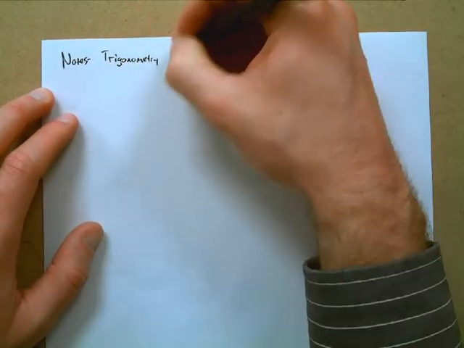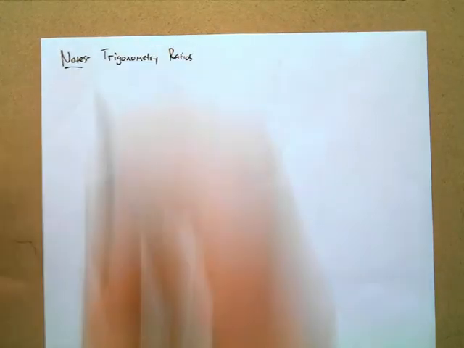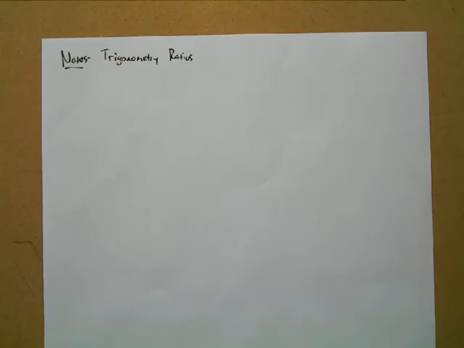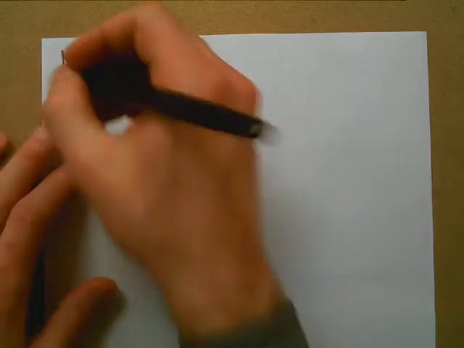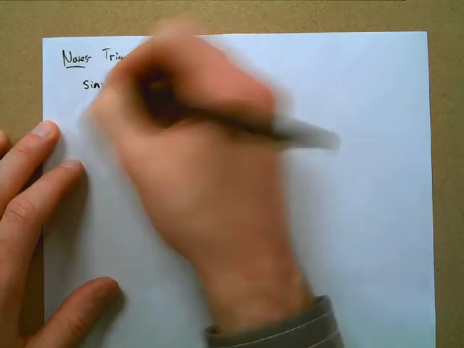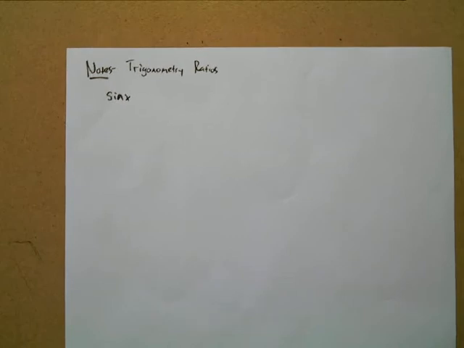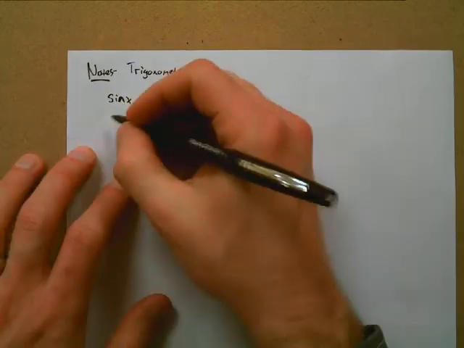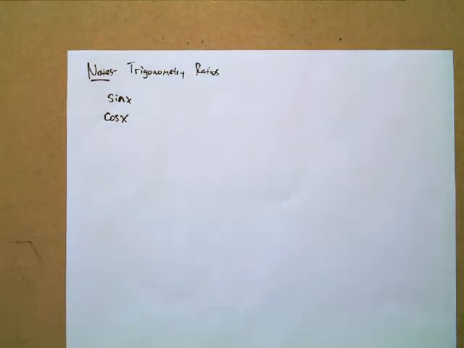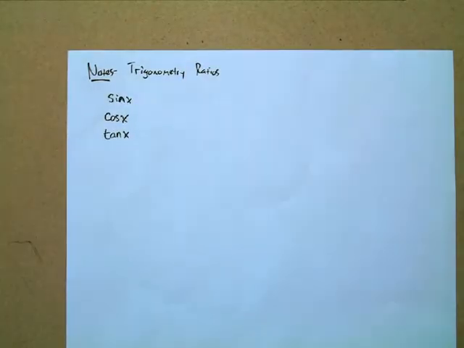So, trig ratios. We have the sine function, abbreviated SIN, but not sin, it's sine. We have the cosine function, abbreviated COS. We have the tangent function, abbreviated TAN. These are all buttons on your calculator that you can use to help you. Sine, cosine, and tangent are ratios that relate the angle of a right triangle to a ratio of two sides of that right triangle.